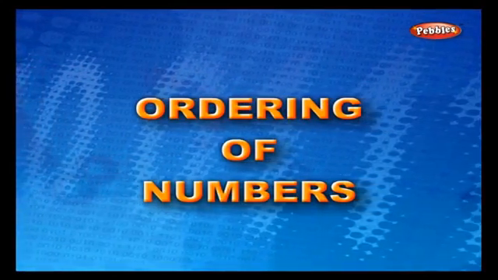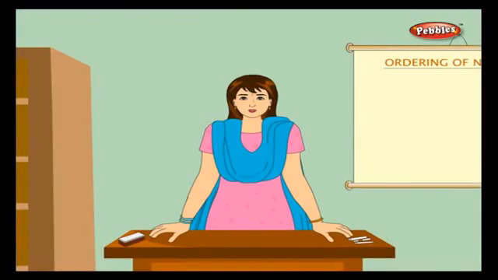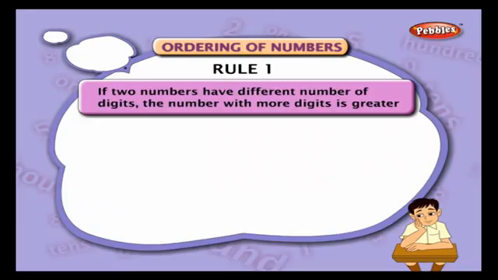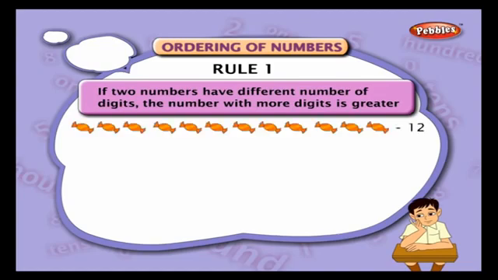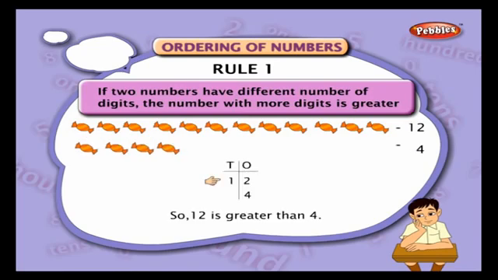Ordering of numbers. Let us first study the rules for ordering numbers. Rule 1. If 2 numbers have different number of digits, the number with more digits is greater. For example, we have 12 chocolates in the first row and 4 chocolates in the second row. 12 has 1 ten and 4 has no tens. So, 12 is greater than 4. We write this as 12 > 4.